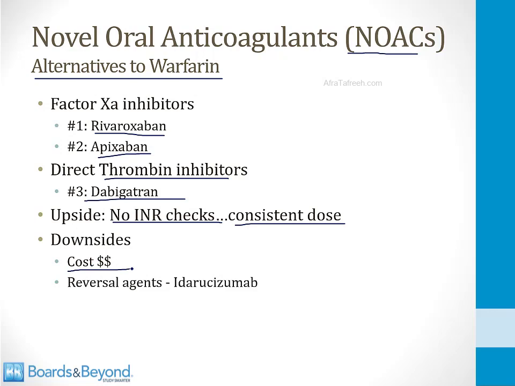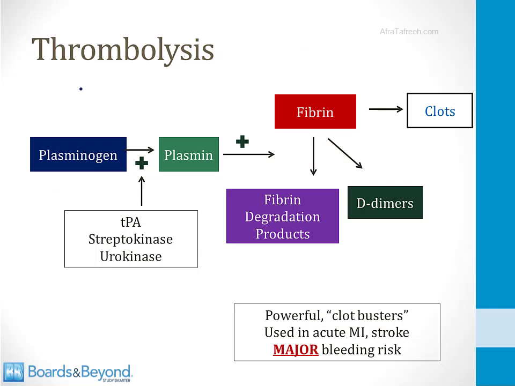And then another downside is that these drugs are not as easy to reverse as warfarin. Warfarin can be reversed with vitamin K. For these drugs, for many years, there were no reversal agents at all. There is now a reversal agent called idarucizumab, which is an antibody. This can be used as an antidote to dabigatran, but there are no reversal agents for rivaroxaban or apixaban. And this can be a problem if a patient on one of these NOACs develops significant bleeding and needs reversal of the anticoagulant effect. The last class of drugs I want to mention are the thrombolytics.